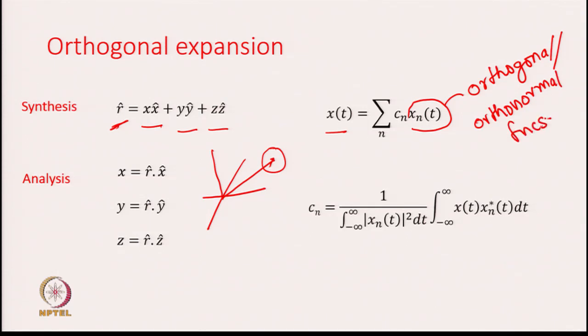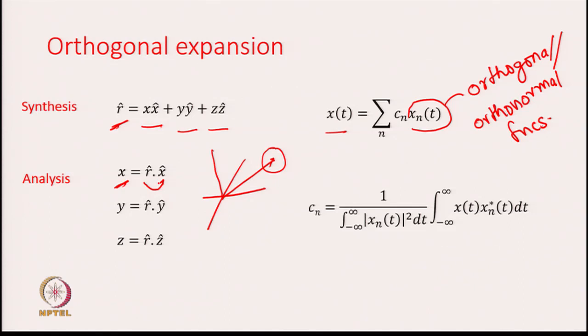Okay, so far so good. Again, if we want to think about how big is the component of this vector r in the x direction, you can simply obtain this by dotting this vector r with the unit vector in the x direction.